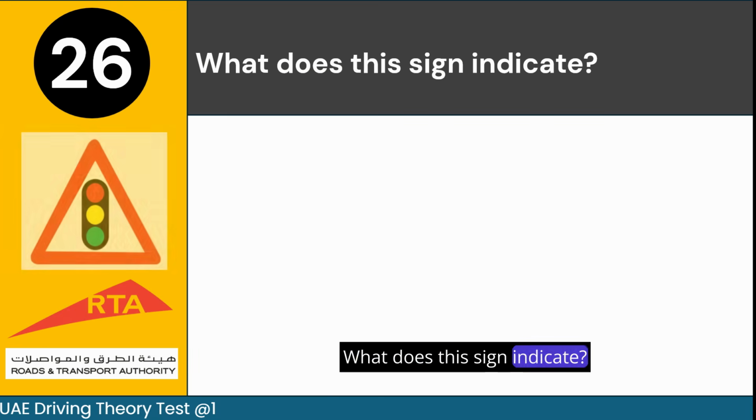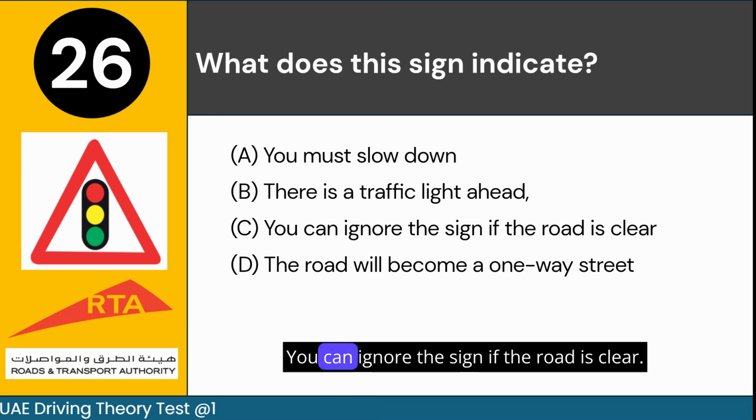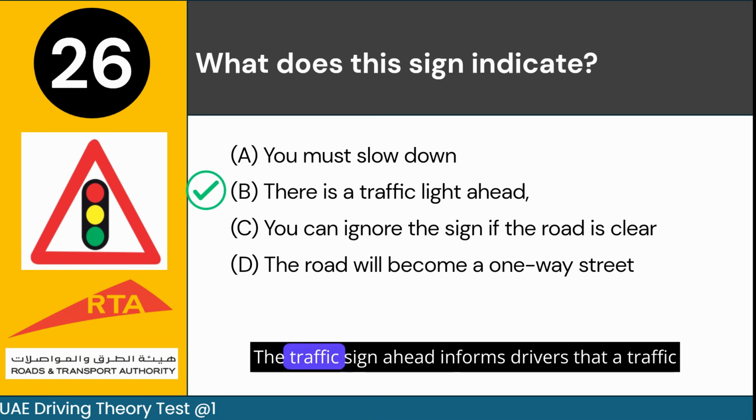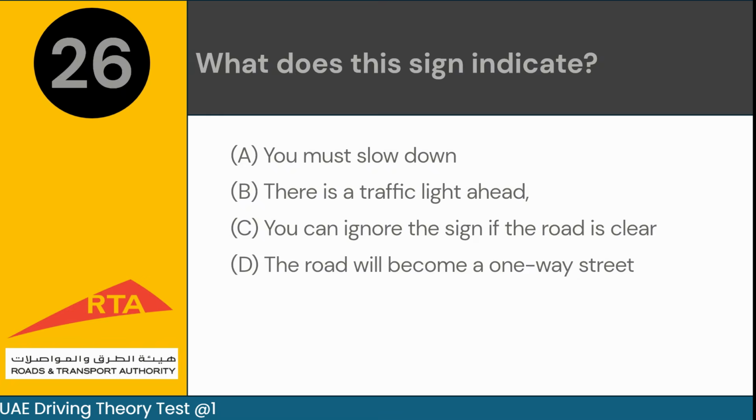What does this sign indicate? A. You must slow down. B. There is a traffic light ahead. C. You can ignore the sign if the road is clear. D. The road will become a one-way street. Answer: B. The traffic signal ahead sign informs drivers that a traffic light is approaching, and they should be ready to stop or proceed according to the signals.